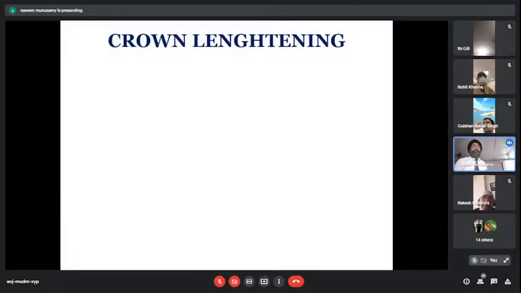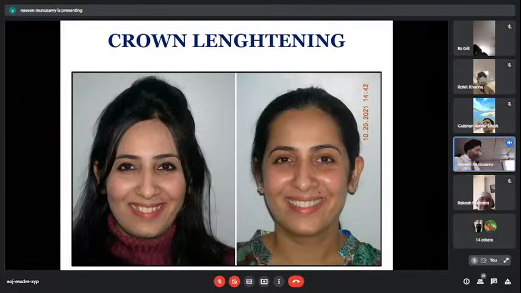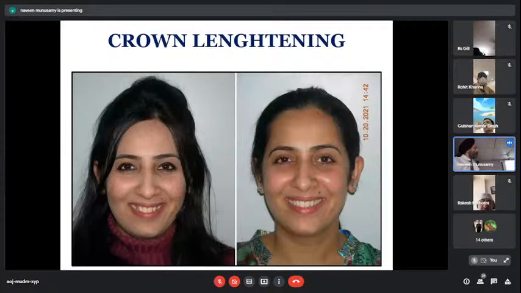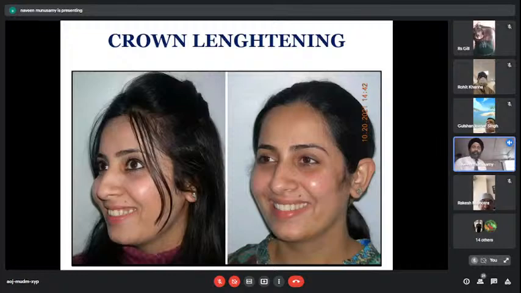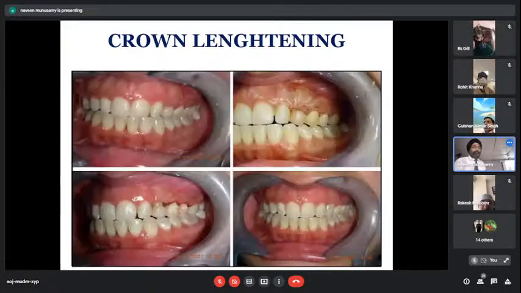Now coming to crown lengthening, further cases, a beautiful result as you can see here. Lot of gingival display. Now you see how good her smile is. She was not very happy after orthodontic treatment. One of her sides had a lot of gingival display. So we did selective cutting of this area, as you can see.